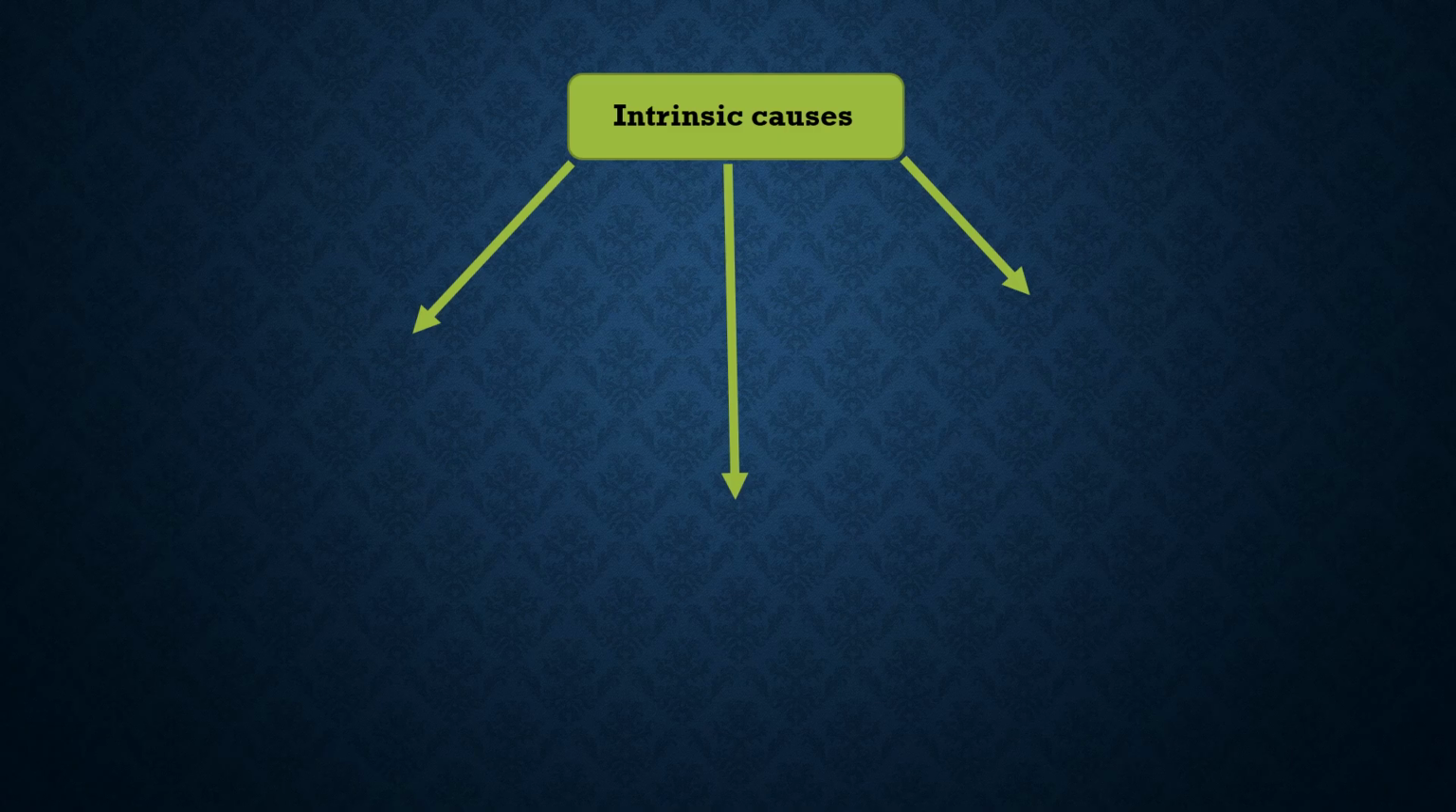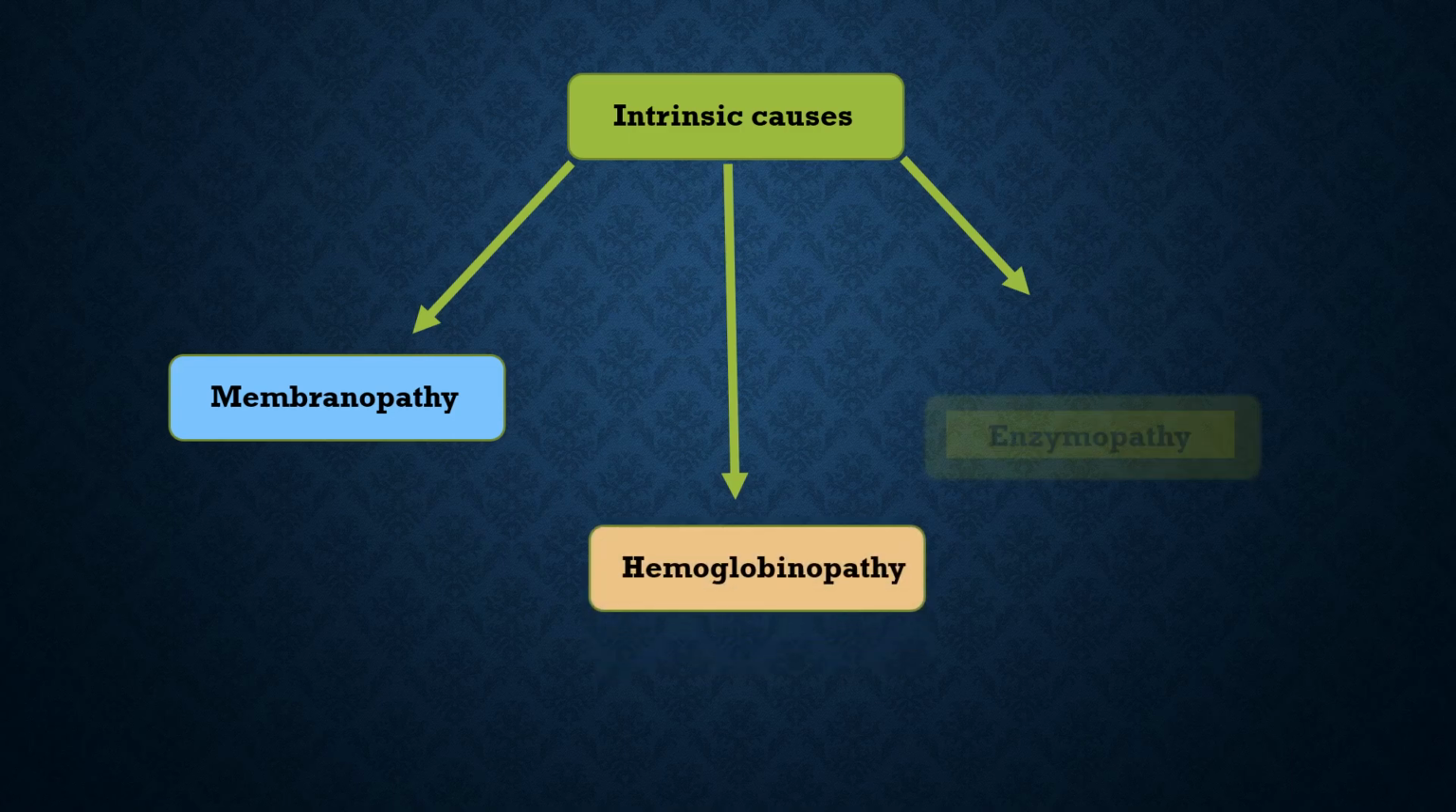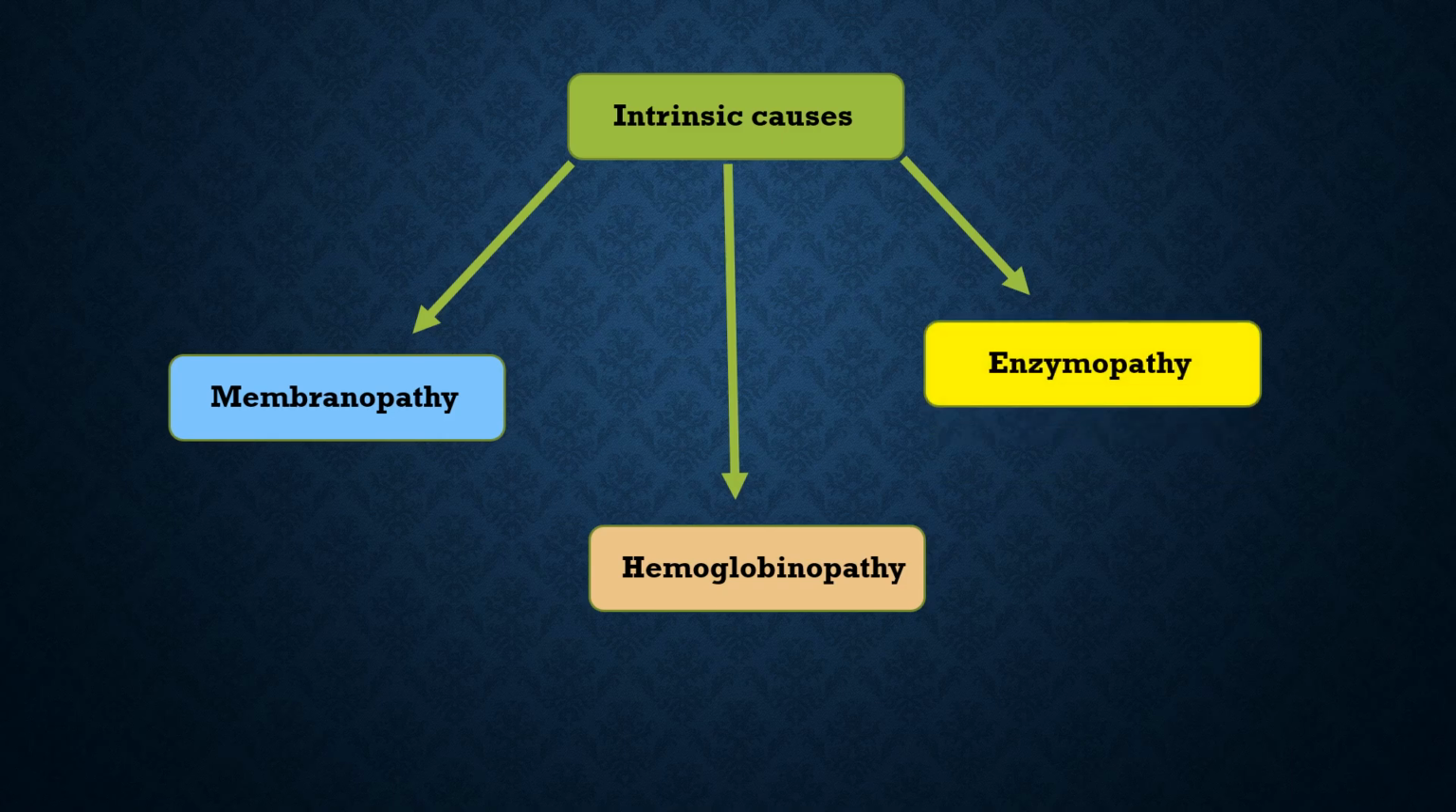Regarding the intrinsic causes of hemolytic anemia, first of all comes membranopathy. Now, intrinsic causes of hemolytic anemia include basically RBC abnormalities, which are classified as membranopathy, then hemoglobinopathy, then enzymopathy. Now, membranopathy or RBC membrane disorders are inherited diseases due to mutations in the various membranes or the skeletal proteins of RBC. This causes reduced lifespan and premature removal of RBC from the circulation.